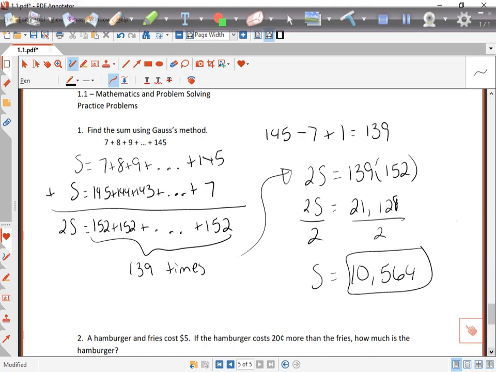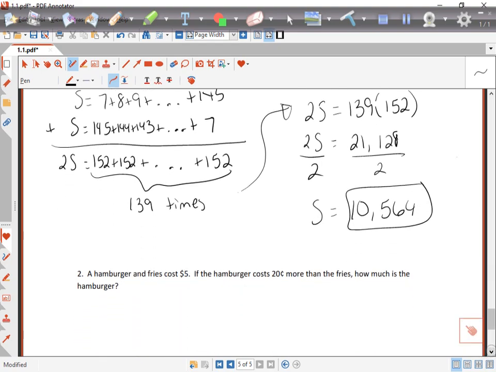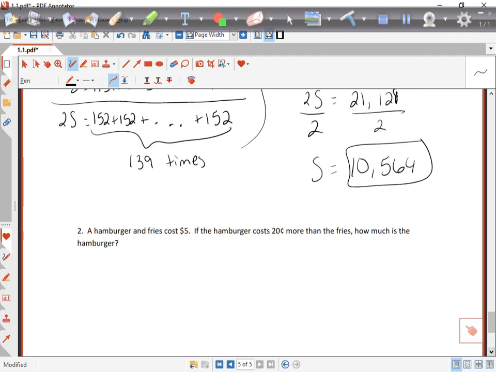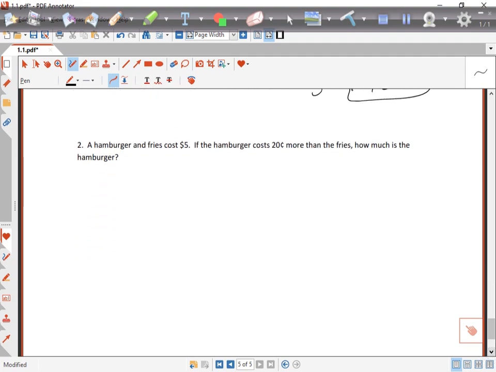The second one: a hamburger and fries cost $5. If the hamburger costs 20 cents more than the fries, how much is the hamburger? So we can use guess and check. You could guess some numbers and see if they work. Remember that the cost difference between the hamburger and the fries has to be 20 cents. You could pick numbers and see if they add up to $5.